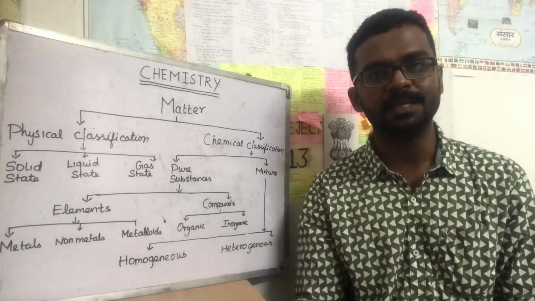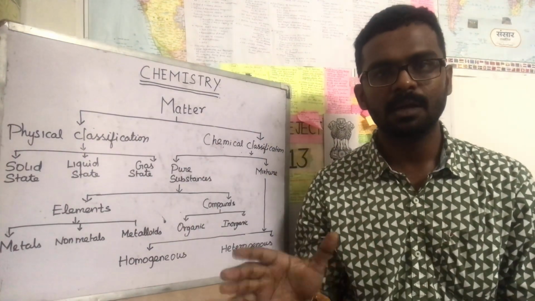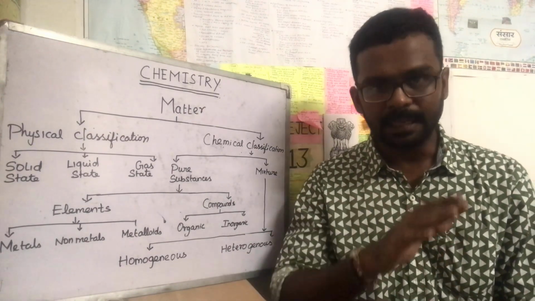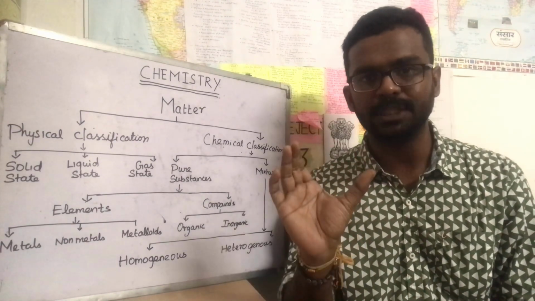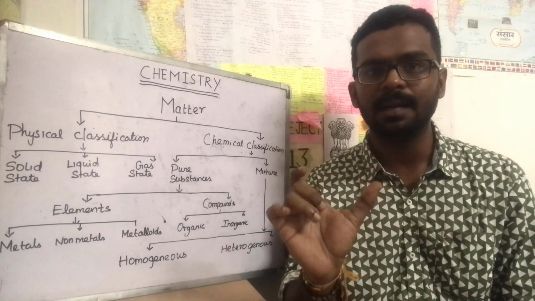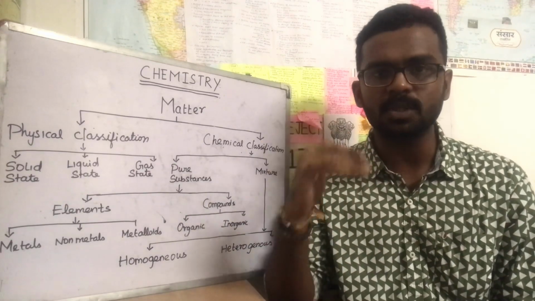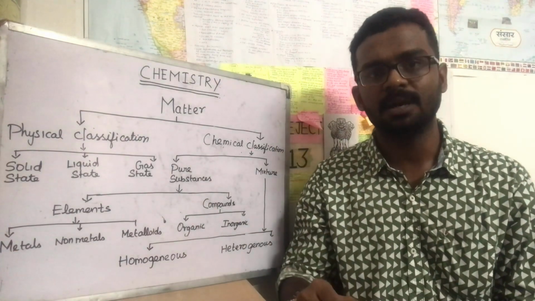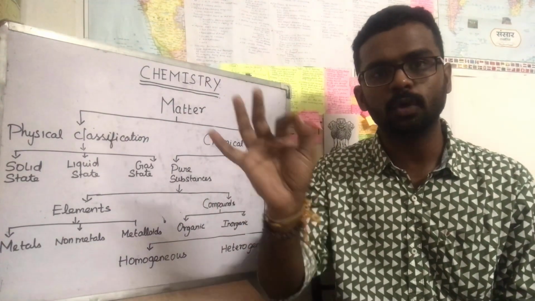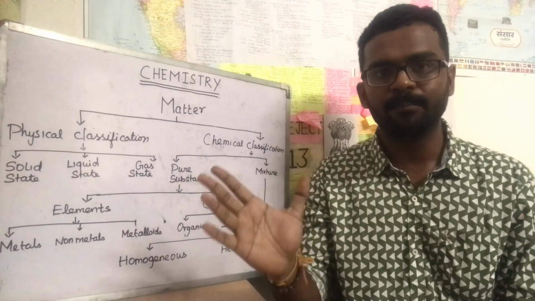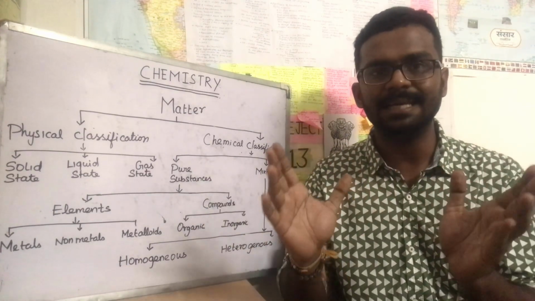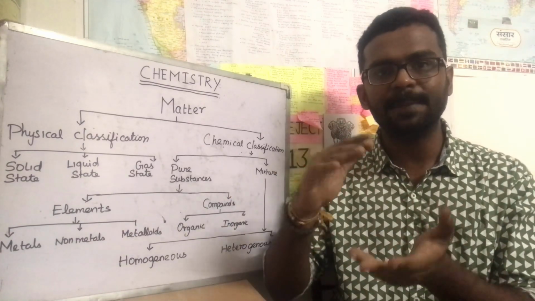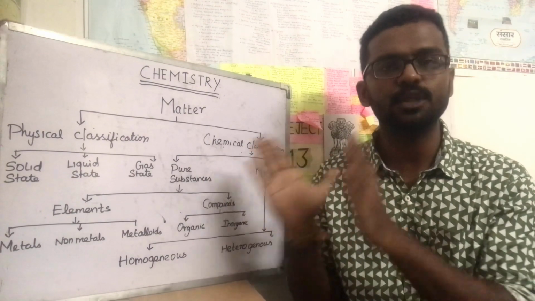Let's go for homogeneous mixture. A homogeneous mixture is very simple. You can see it in day-to-day life. A solution is said to be homogeneous when there is no boundary line between the constituents. For example, if you put salt into water, it will mix thoroughly and the solution will look uniform. So you cannot see a boundary line between the two constituents. This is called a homogeneous mixture.